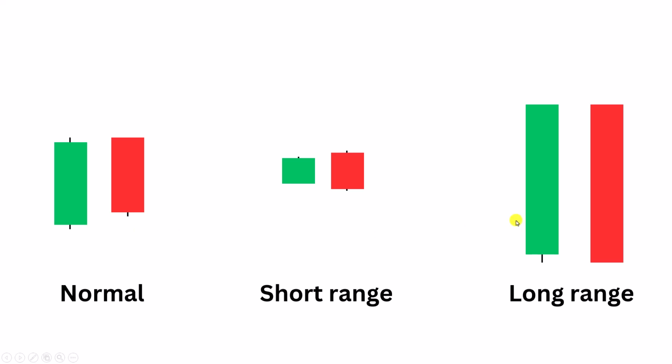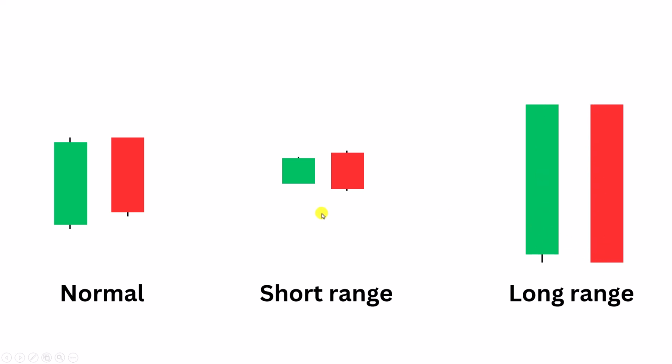Now, you can see long range candles when you have either good news about the stock or bad news about the stock, or when the market sentiment is good or the market sentiment is bad, or when the price is breaking resistance or breaking support.